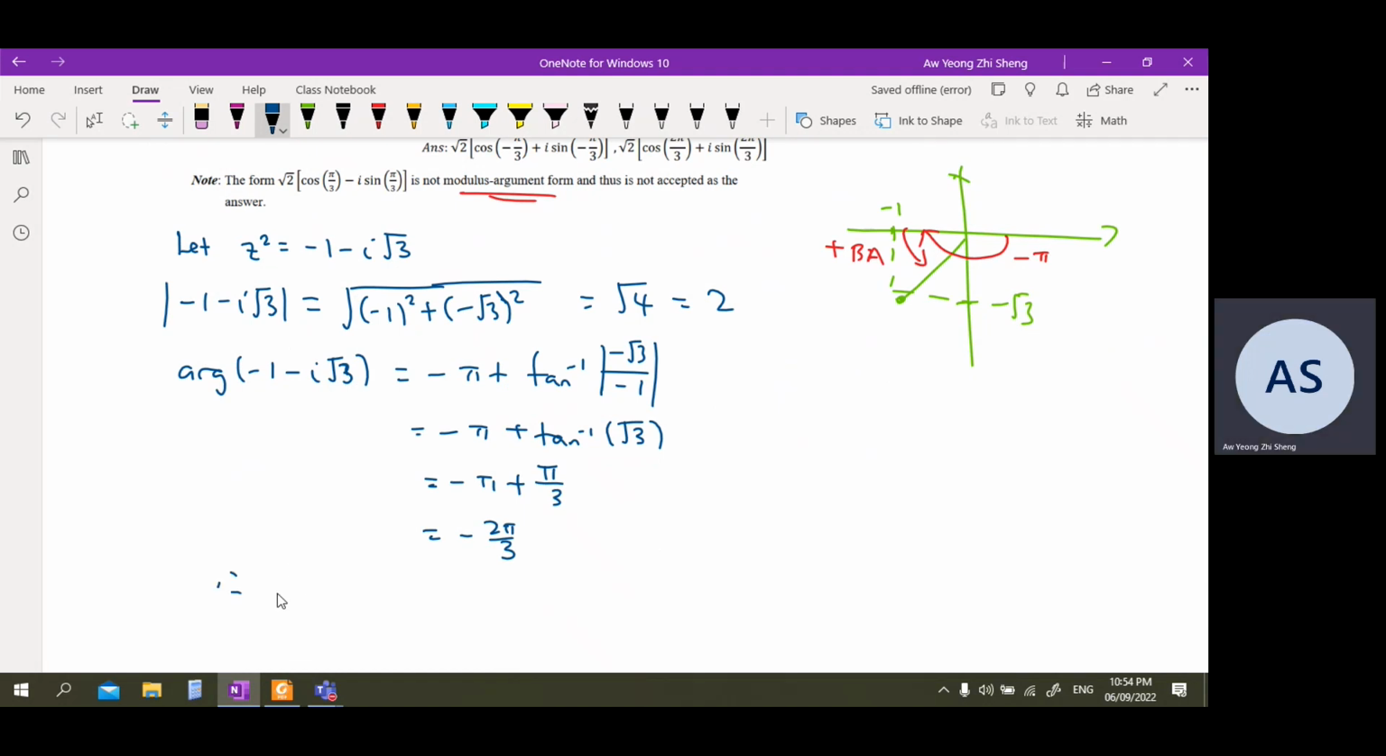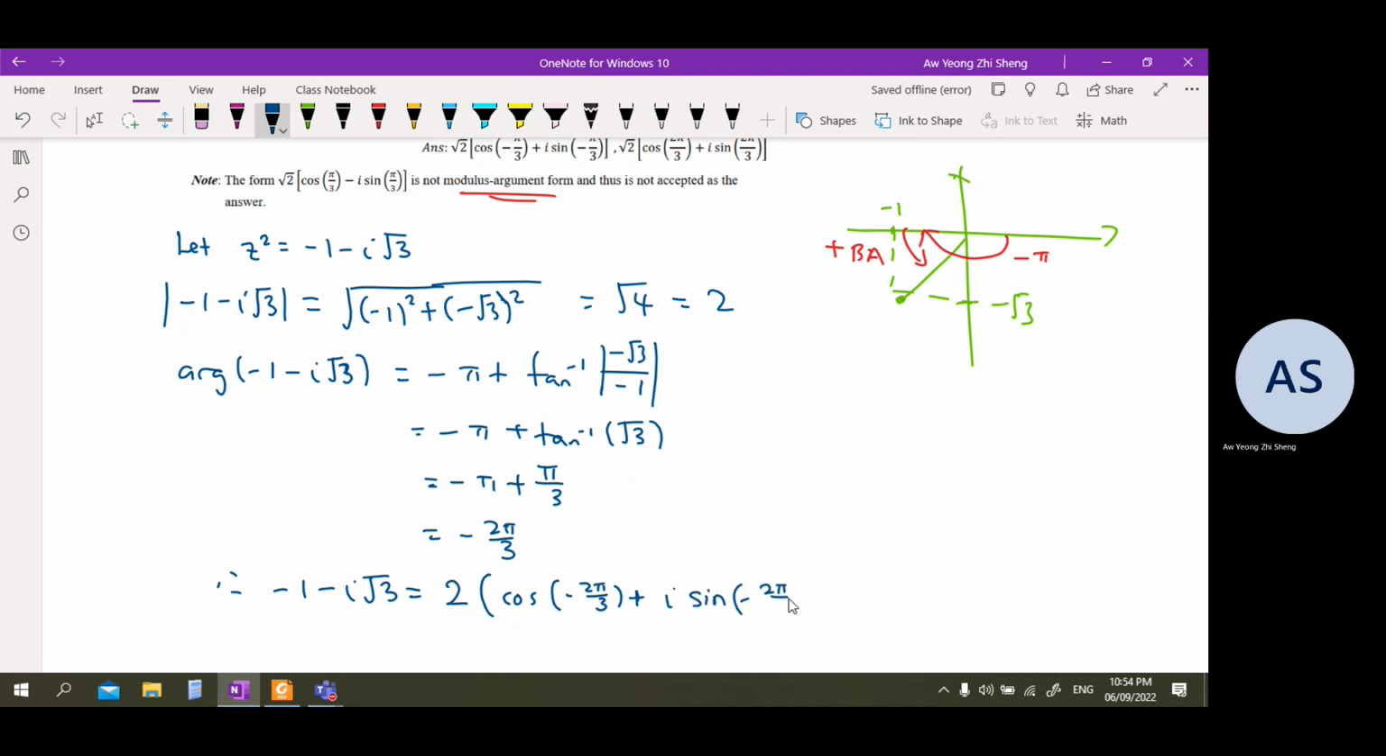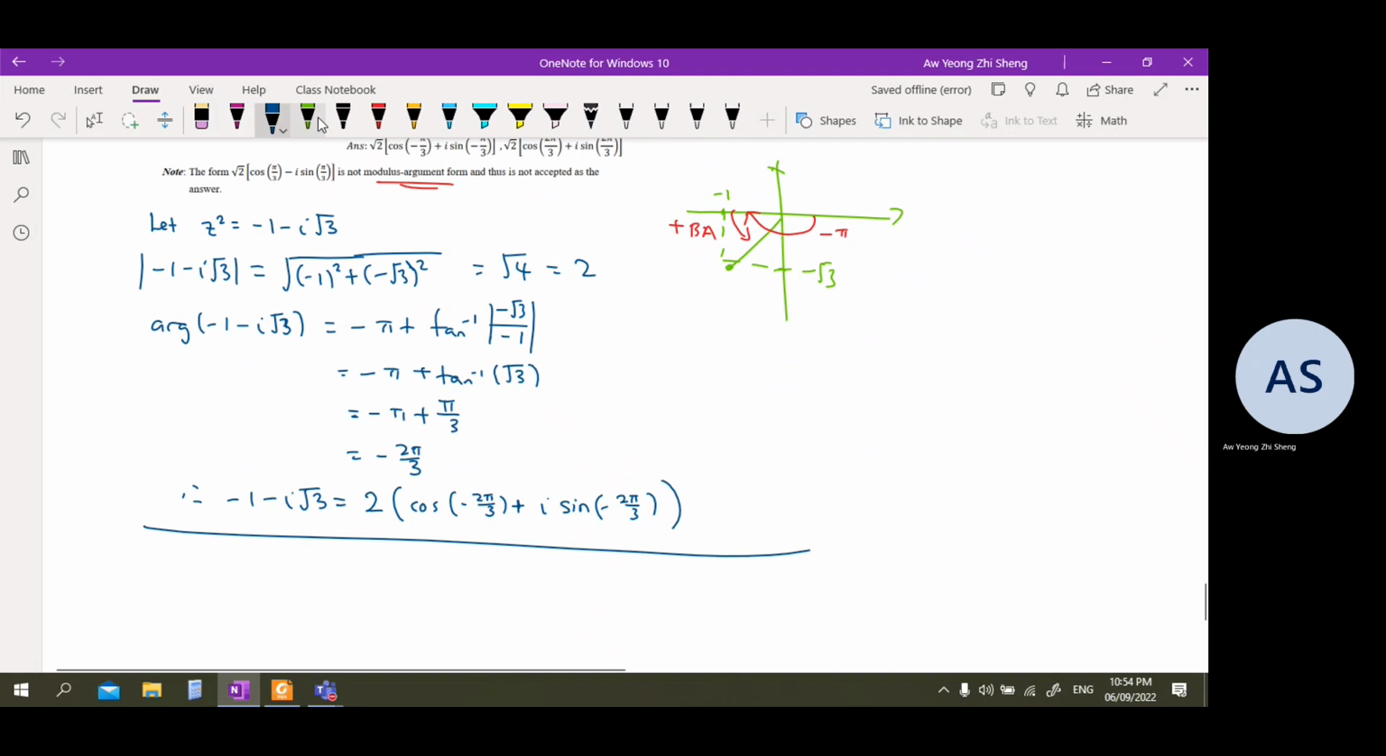Therefore, -1 minus i root 3 can now be written as r is 2, followed by cos theta plus i sin theta. So this is the modulus argument form, and I'll keep it this way. Okay, so earlier we had this equation, z squared equals -1 minus i root 3. This now becomes z squared equals 2 bracket, I just use the square bracket here for clarity.